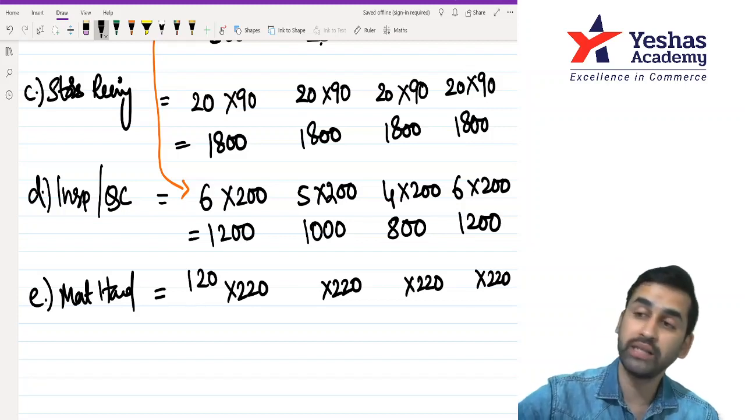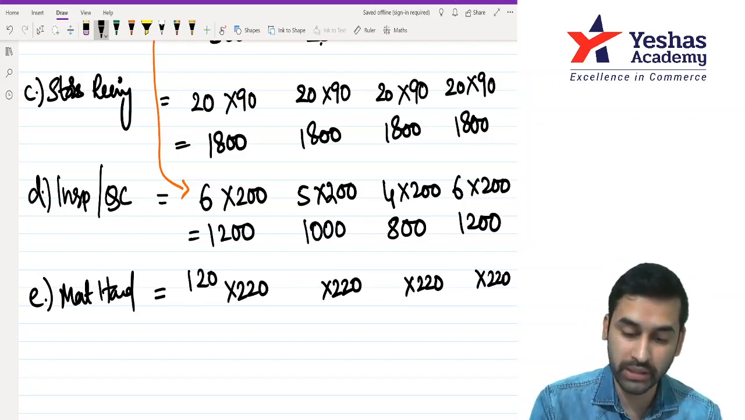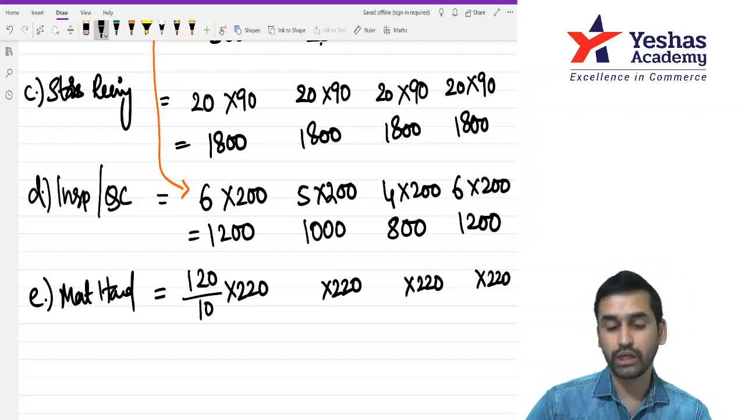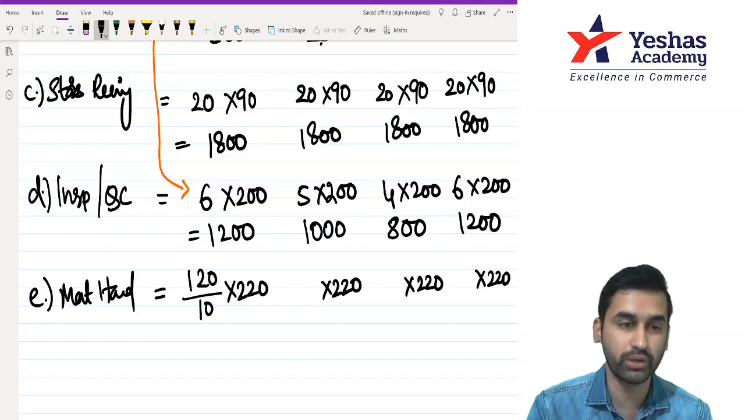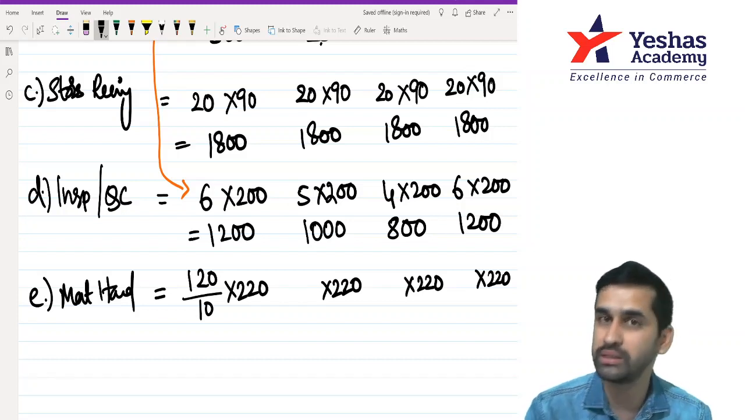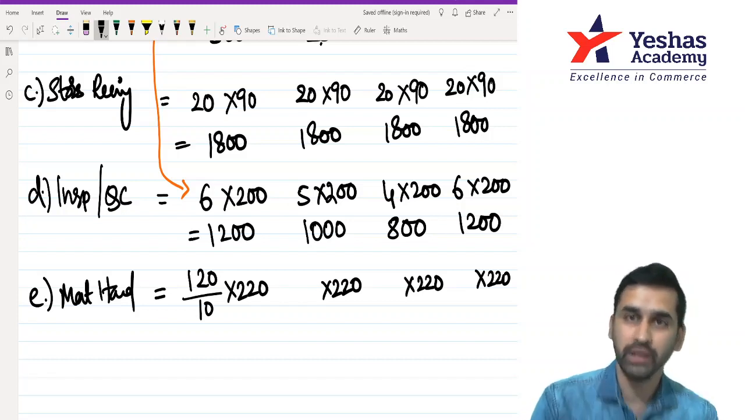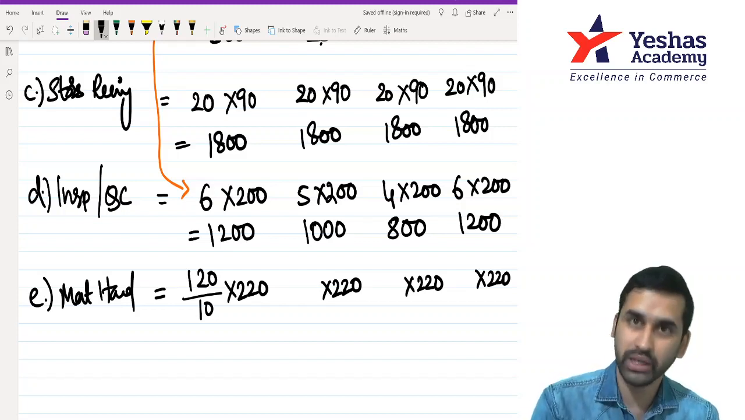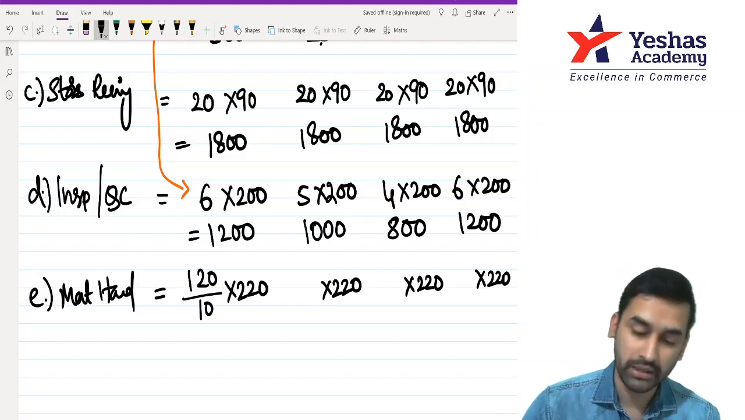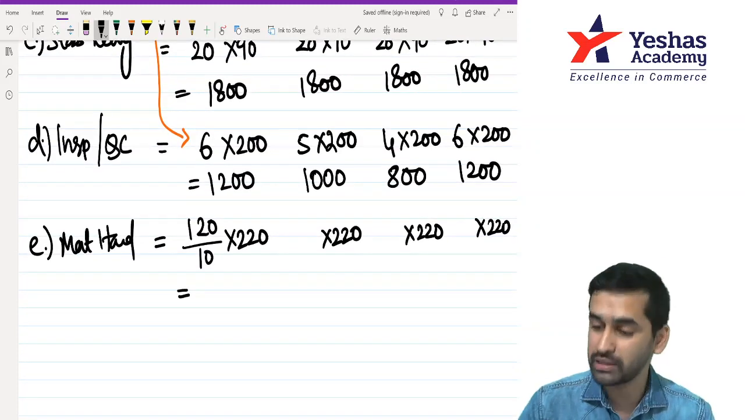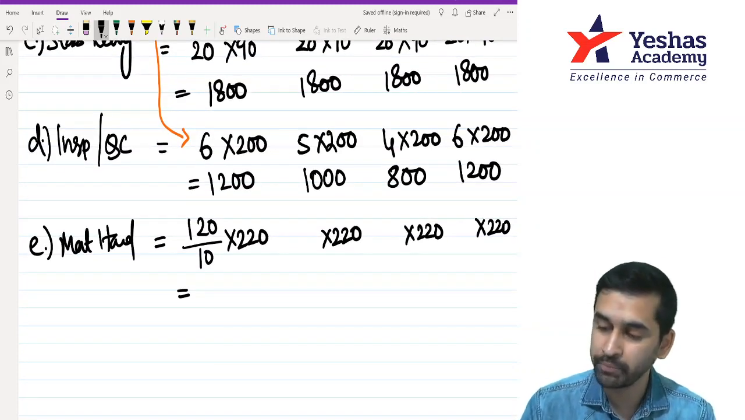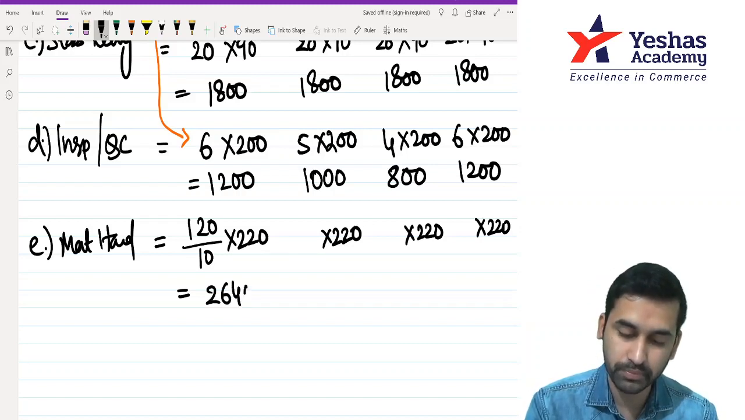But this is orders executed. And you are executing the orders in a batch of 10 units. That means 120 by 10, sir. 12 orders you have to execute. Correct? I've already told you this. You are not going to sell 2 units, 3 units to customers. If you are selling, it will be in a batch of 10. 120 you want to sell in a batch of 10. That means you have to do 12 such orders or 12 such batches. So 12 into 220 will be 2640.